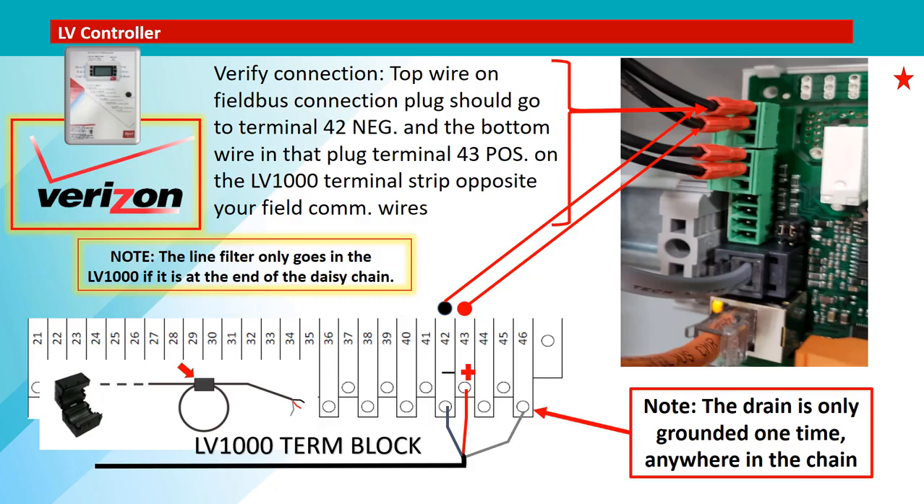The line filter only goes on the LV1000 if it's at the end of the daisy chain. And also note that the drain is only grounded one time anywhere in the chain.